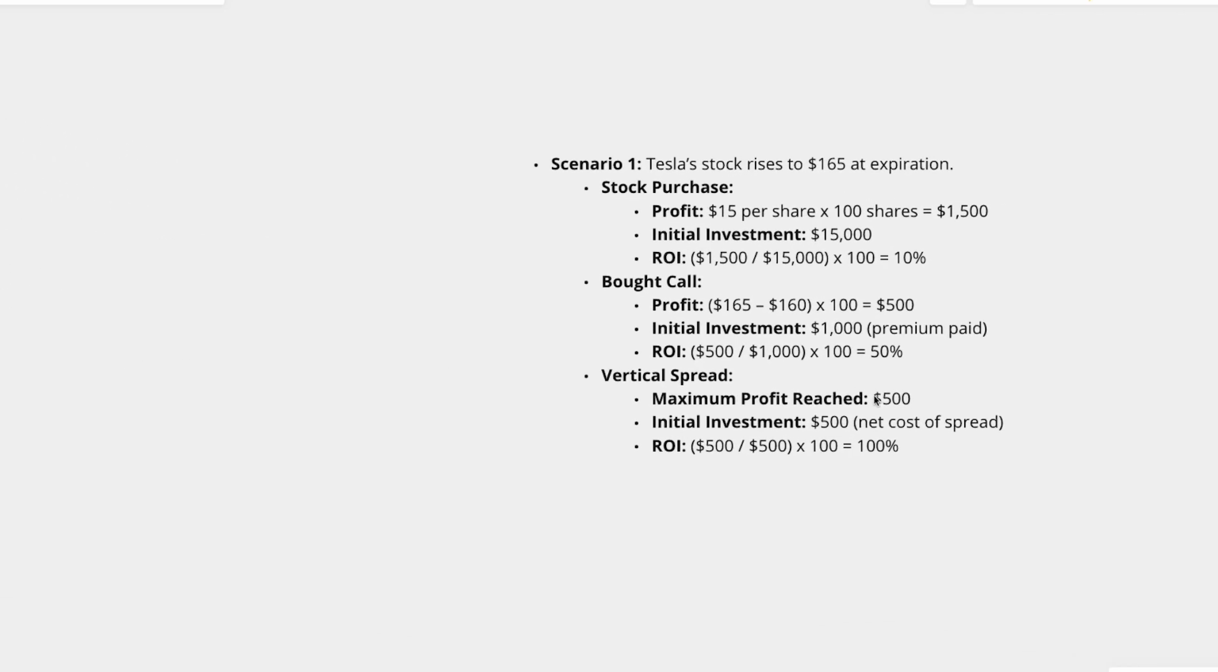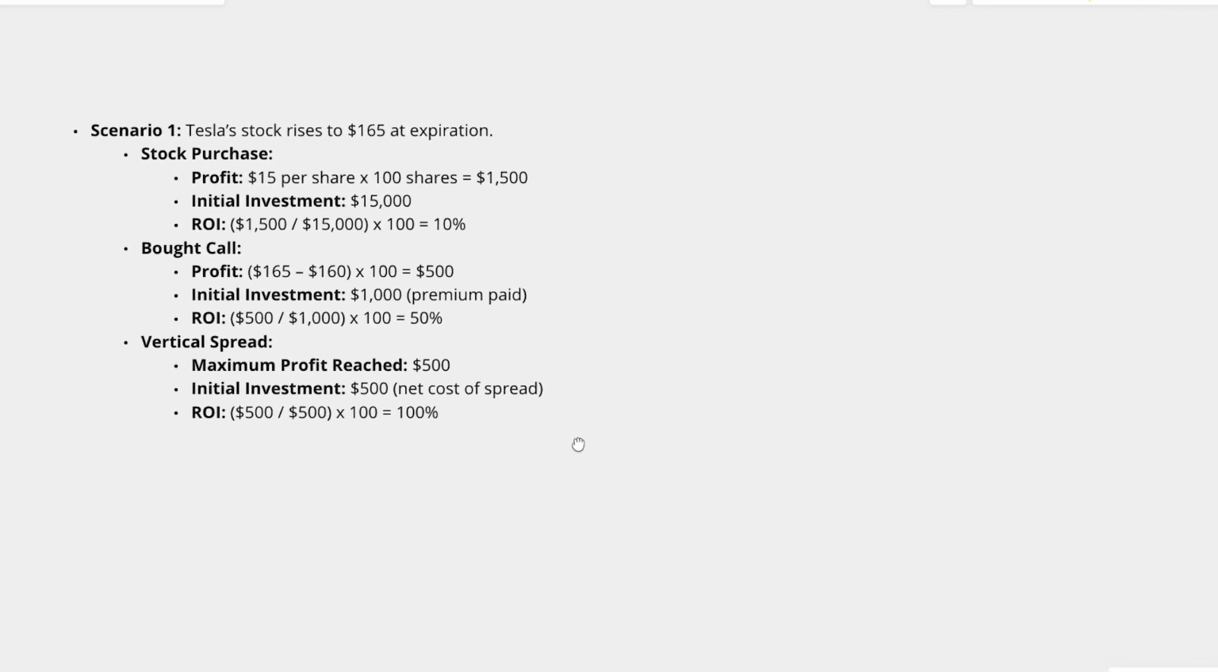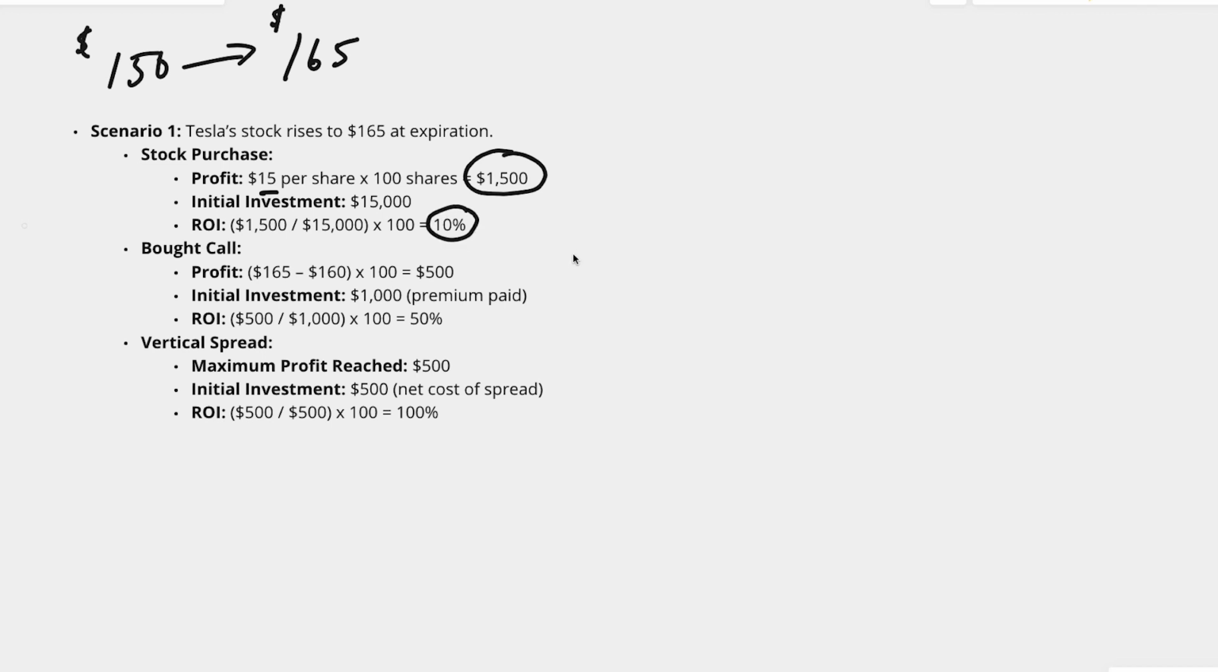So now let's run through three different scenarios. The first scenario is Tesla stock rises to 165. So it's at 150 and it goes up to 165 in the 30 days. What's going to happen to the stock purchase? Well, basically you get $15 per share of new profit and you have 100 shares. So you are up $1,500 with this move, and we invested 15,000 there. So our return on investment is 10% in that scenario.